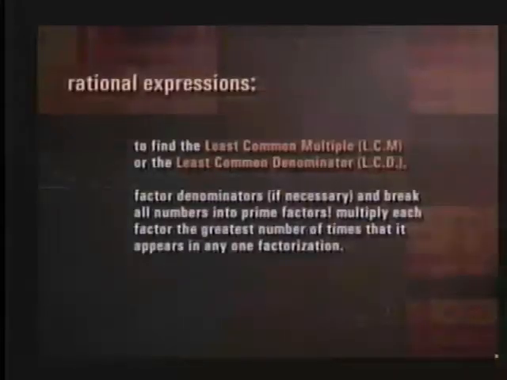So let's go to the graphic and we'll look at how to get that most important common denominator. It's also in some cases called the least common multiple if you're just given the plain old numbers, and in fractional form they call it the LCD, or least common denominator. So notice, to get it, write this down and keep your notebooks organized, keep these notes going on these graphics. Factor denominators if necessary, and break all numbers into prime factors, or prime numbers. We're going to talk about prime numbers. Multiply each factor the greatest number of times that it appears in any one factorization. All right, so let's go to the examples here.